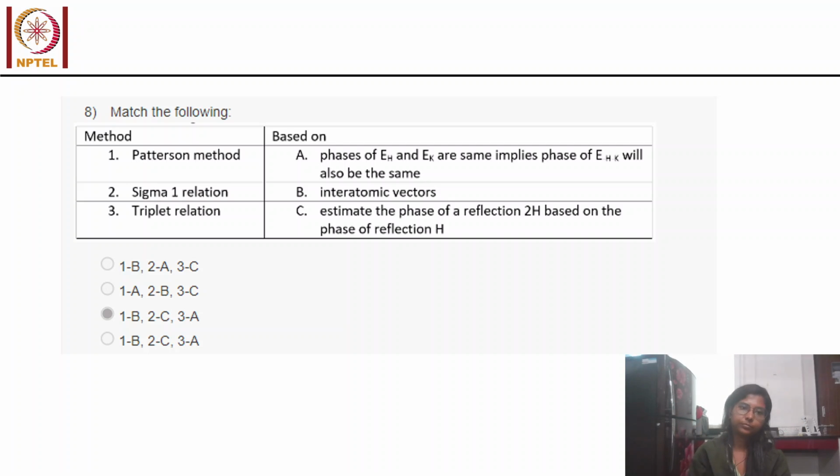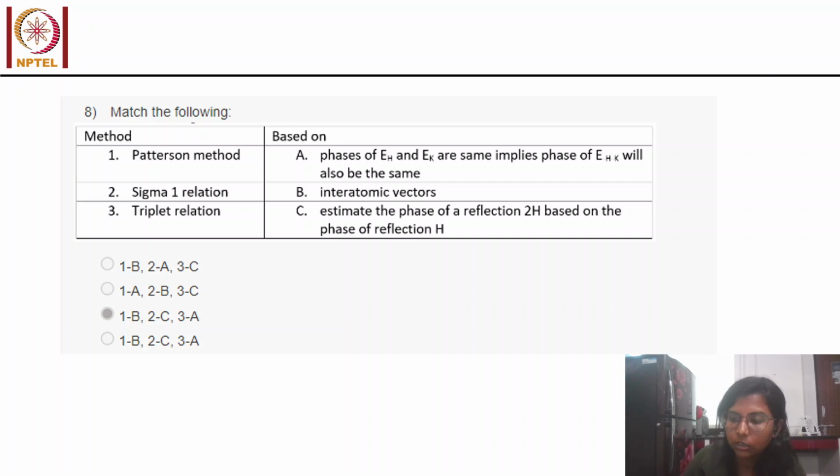So then we have the next one, which is match the following. So we have three. This is actually very easy. We have three methods, given in the first column, and the factors on which, or the idea on which the method is based, are given on the right hand side column. So what is Patterson method? Patterson method is based on interatomic vectors.